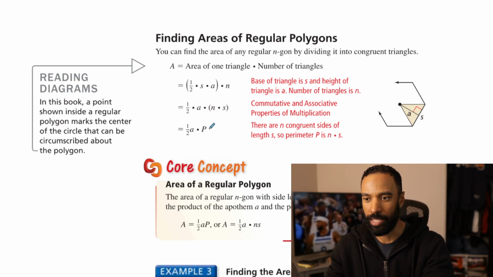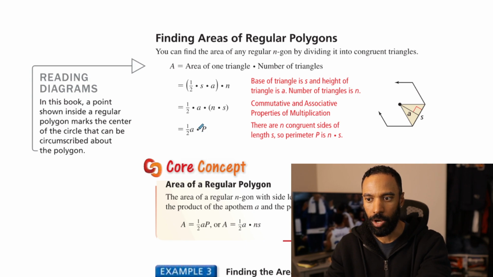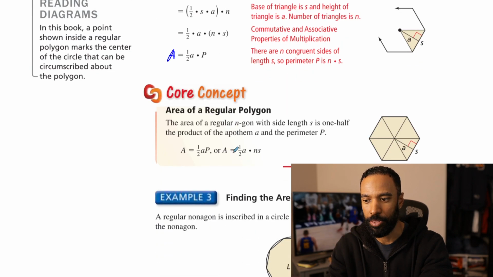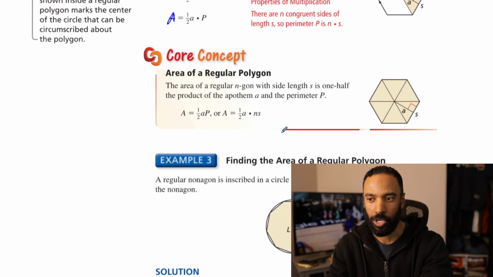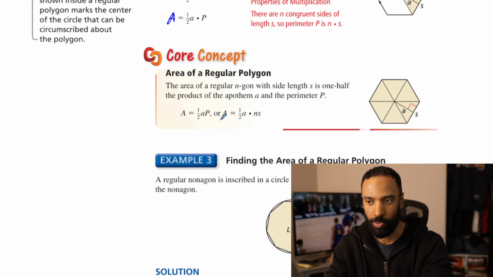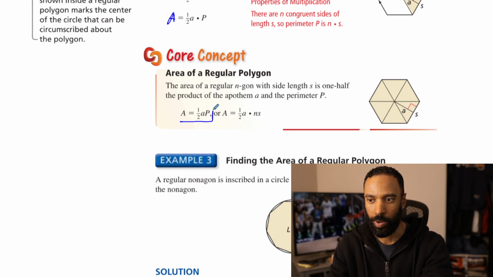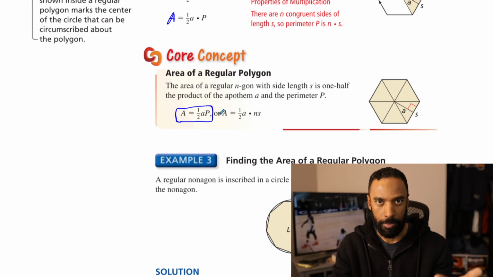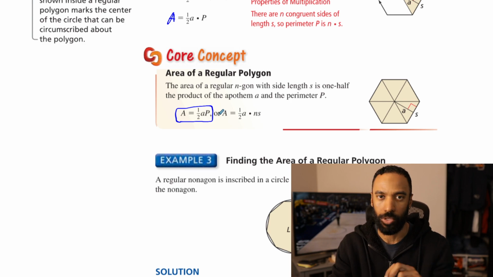And that's what they're writing here. I normally use a lowercase p when I write it out. But the area of your regular polygon is 1/2 apothem times perimeter. They also associate it with the n times s right there. But you'll hear me say area is 1/2 apothem times perimeter. So that's what you need to find. Find the perimeter of your polygon, find the apothem of your polygon. You get those two things, you'll get your area.